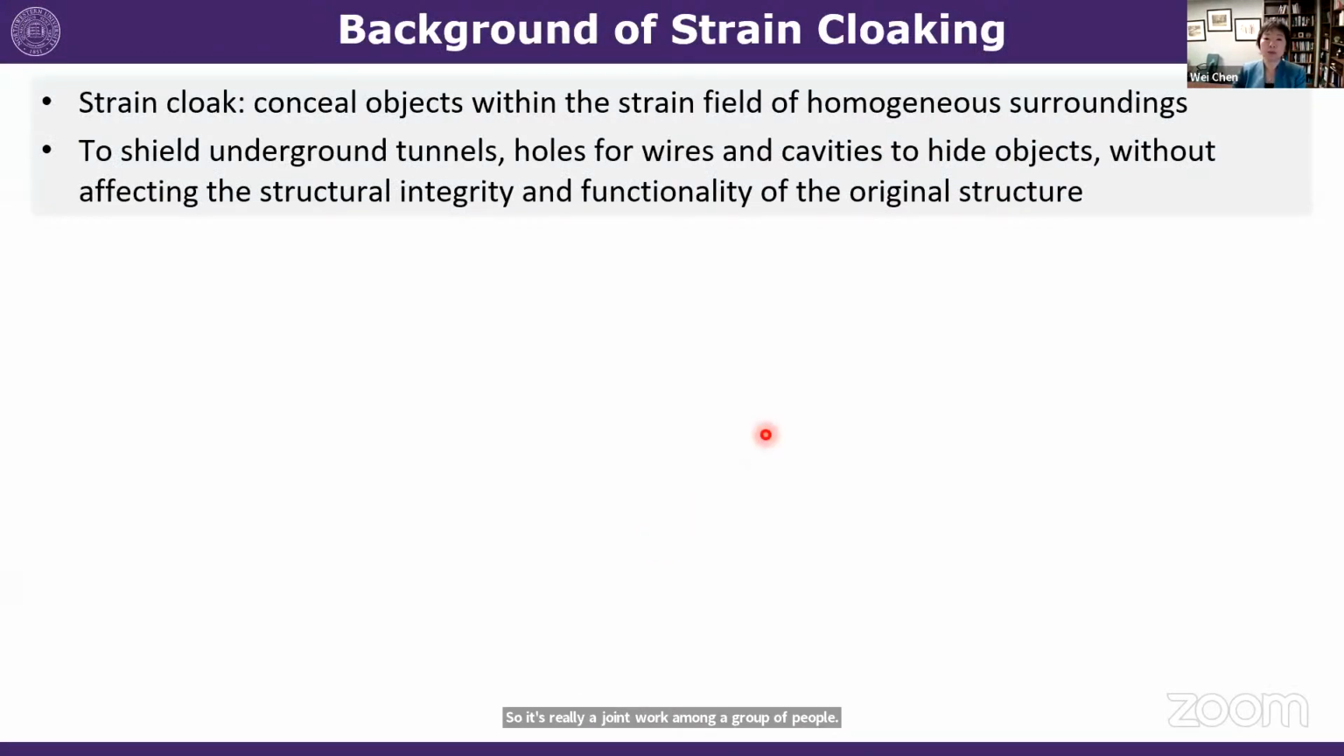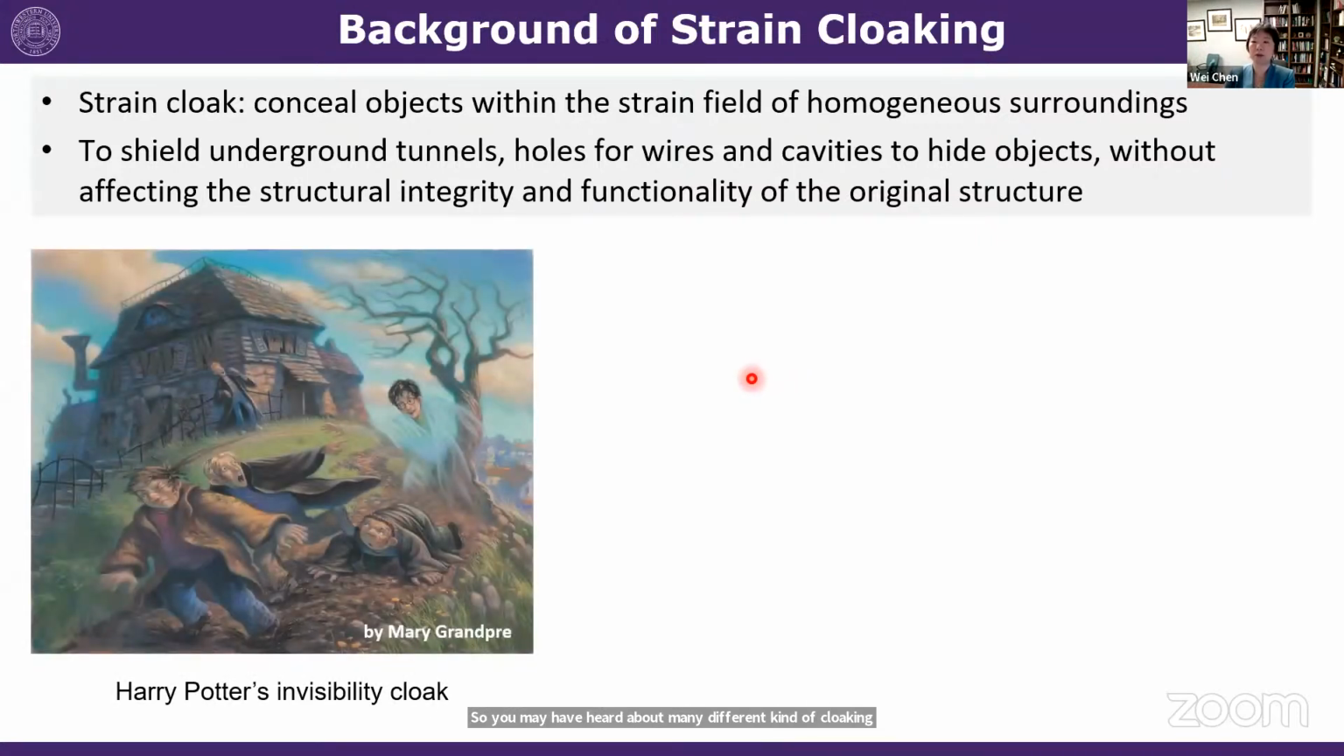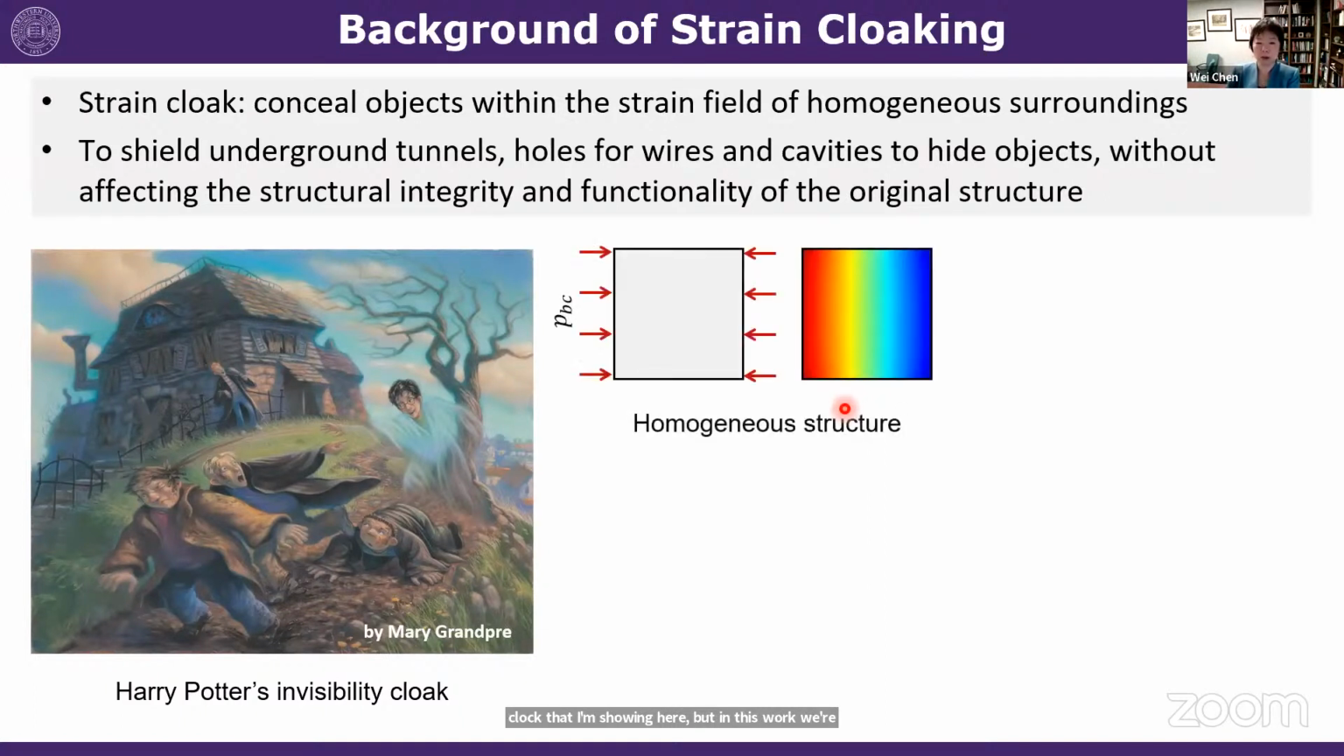The method is about data-driven multi-scale optimization, but we're using strain cloaking as an example to demonstrate the benefits of this method. You may have heard about many different kinds of cloaking. Optical cloaking basically makes an object invisible, like Harry Potter's invisible cloak that I'm showing here. But in this work, we're focusing on what we call strain cloaking, and it turns out to be a much more difficult problem than optical cloaking.